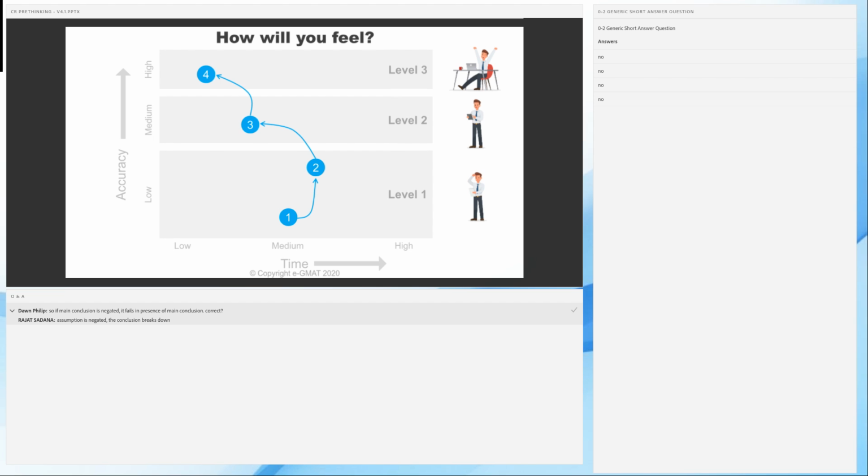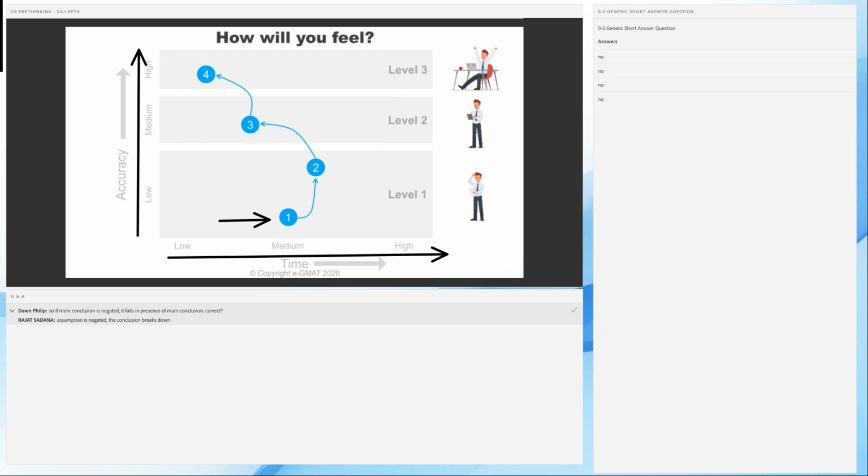Okay. This is the journey that you're going to go through. So here on the y-axis, you have accuracy. The higher you go, the more accurate you become. Okay. And on the x-axis, you have time to answer questions. All right. So let's say you're someone who's starting at this point number 1 here.